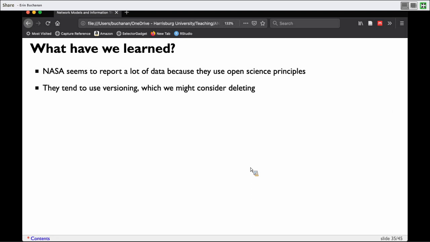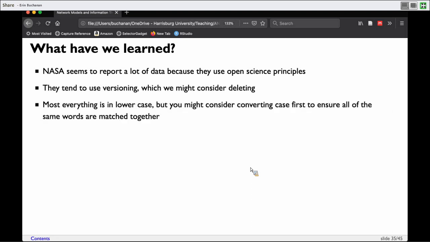They also tend to use versioning, which I'll show you how to delete. And almost everything here is in lowercase, and I think one of these functions, the unnest function, might automatically lowercase. One of them I think does. But either way, one text principle is to always lowercase or always uppercase, or just make them all the same case so that the same word gets matched together. Unless you're trying to distinguish between Apple the company and Apple the fruit.